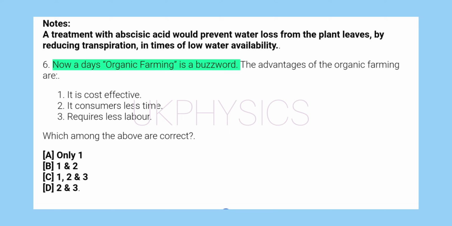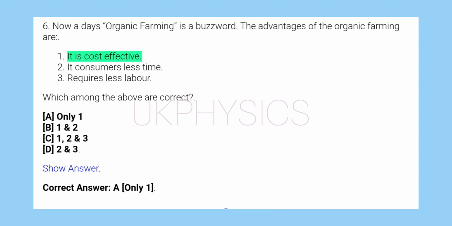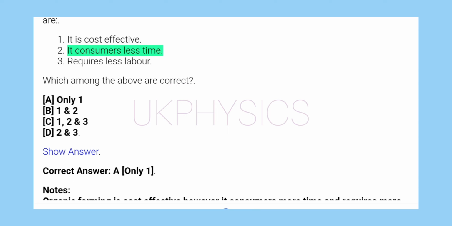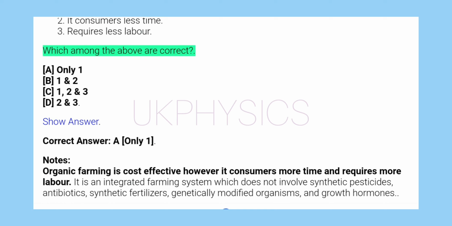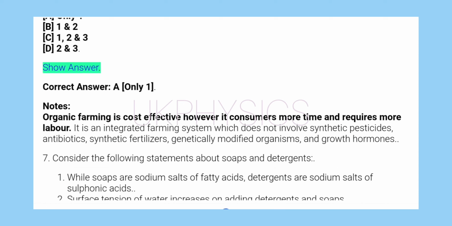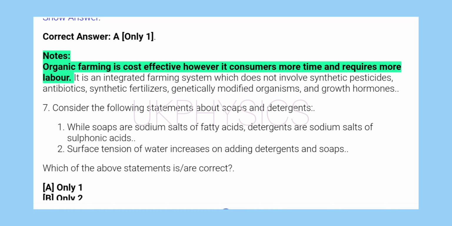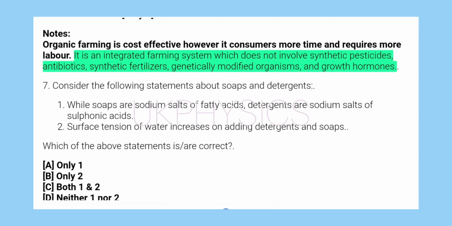Nowadays, organic farming is a buzzword. The advantages of organic farming are: 1. it is cost effective, 2. it consumes less time, 3. requires less labor. Which among the above are correct? A. Only 1, B. 1 and 2, C. 1, 2 and 3, D. 2 and 3. Show answer. Correct answer, A. Only 1. Notes: organic farming is cost effective, however it consumes more time and requires more labor. It is an integrated farming system which does not involve synthetic pesticide, antibiotics, synthetic fertilizer, genetically modified organisms, and growth hormones.